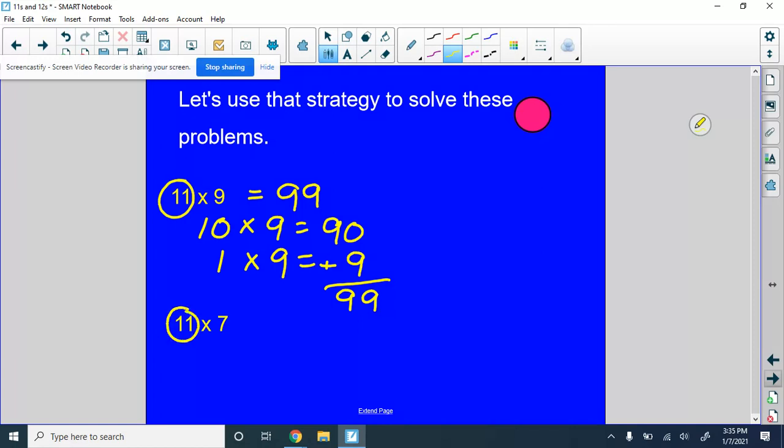11 times 7, I'm going to break that apart into 10 plus 1. 10 times 7 equals 70. 1 times 7 equals 7. I add those together, I get 77. Now you might notice something about our products, 99 and 77. So keep that thought in mind because we'll come back to that.